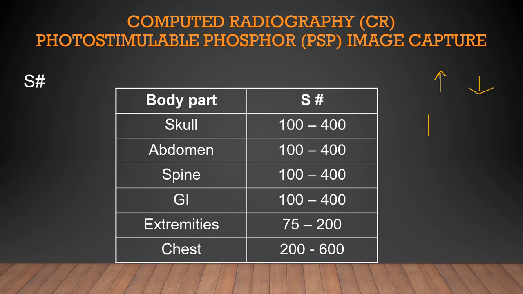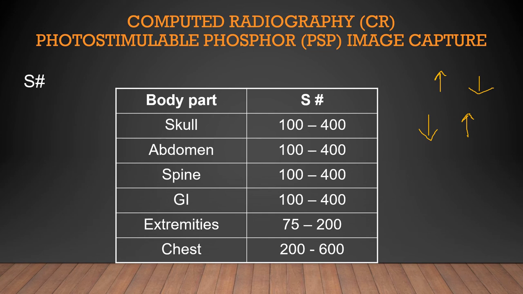If my S number is too low, then I've overexposed my patient. This is backwards. And I don't like S numbers because they make me have to think backwards, and it drives me crazy. It's also body part specific. So if I'm x-raying the extremities, I'm looking for an S number that's going to be between 75 and 200.